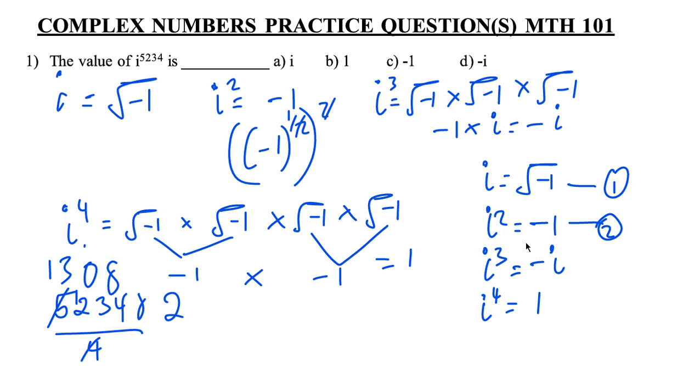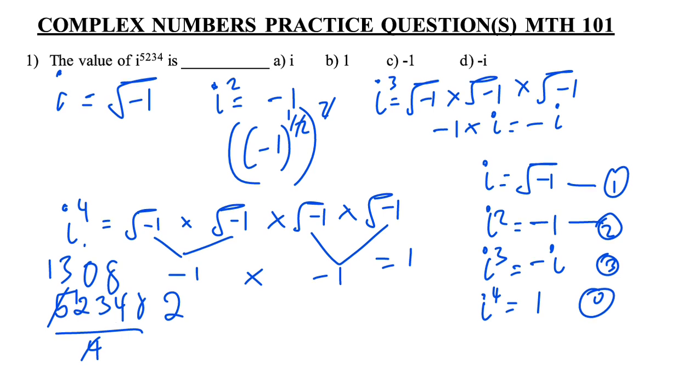So whatever is the remainder when you divide by 4, you count from there. Just take it like this. If the remainder is 1, you take i. If the remainder is 2, it will take minus 1. If the remainder is 3, it will take what? Minus i. And if the remainder is 0, the answer will be what? 1. So the value of i raised to power 5234 is what? Minus 1. So that is how to go about it.